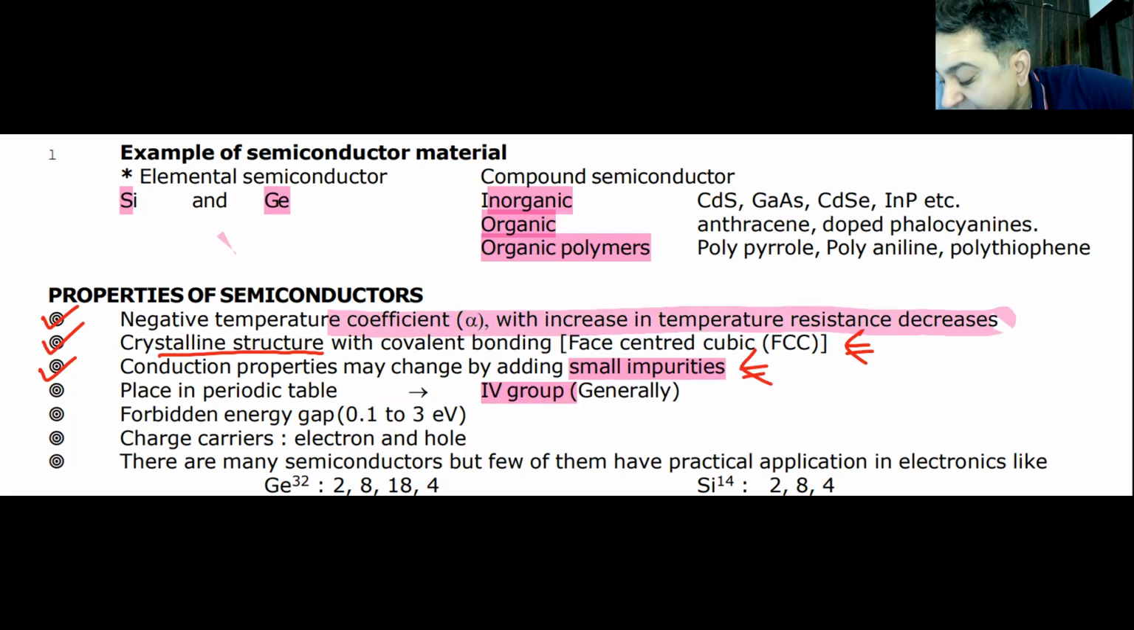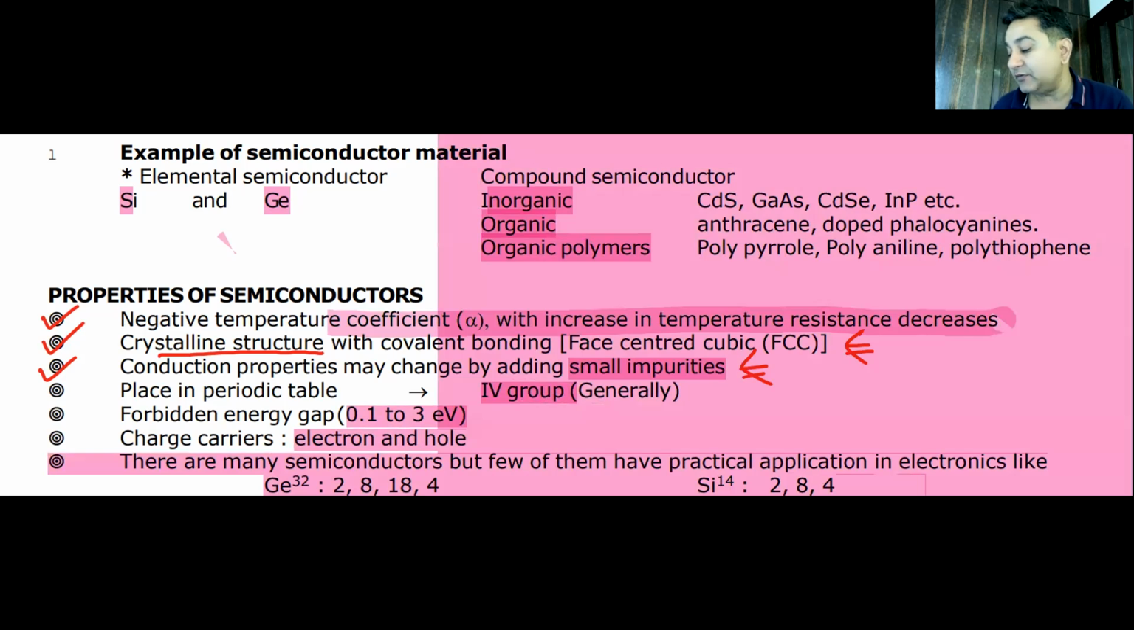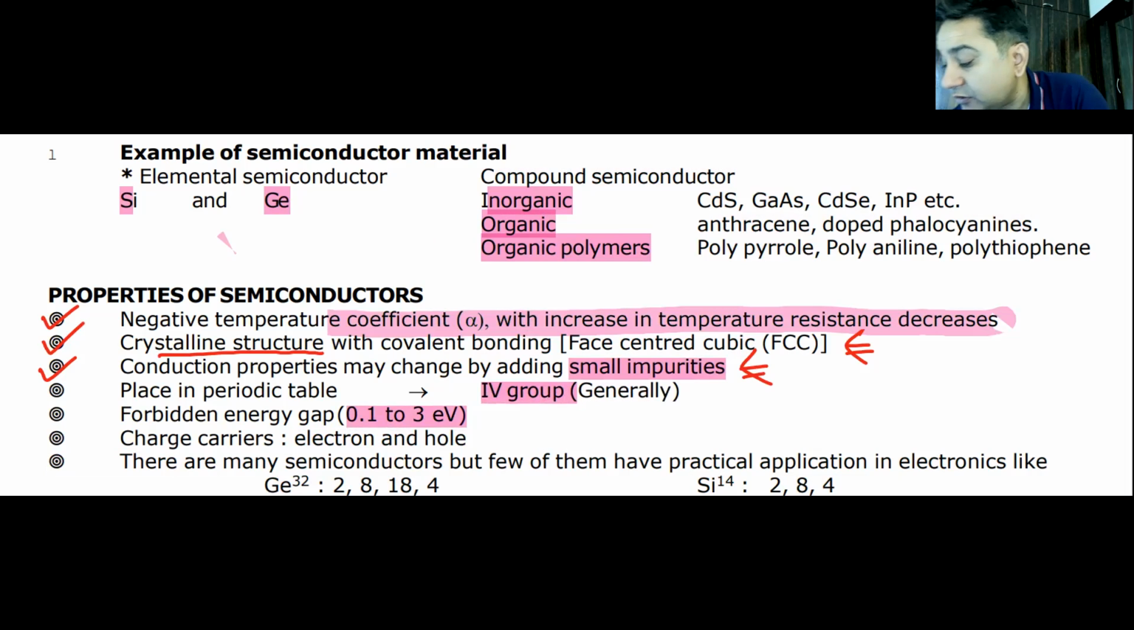Okay. Energy gap is between 0.1 to 3 electron volts. Do we understand this? Charge carriers are electron and holes. Again, the same thing. What is wrong? I don't understand. I will better not do this. I will underline this. Electron and hole. What is a hole? We will see that. Don't worry. Right now, just note them.